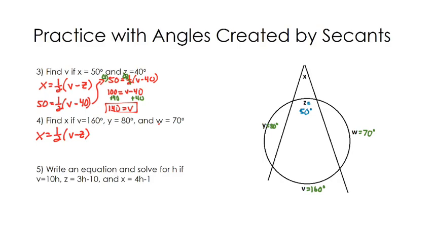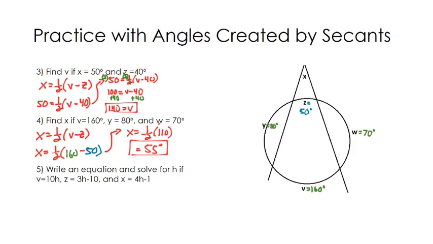So now I think we can use our little formula, our theorem here. We have 1/2. We know that v is 160, and we're subtracting z, which we did all that work and found out has a measure of 50 degrees. So 160 minus 50 gives us 110, and half of 110 is 55. So in our second question, x is 55 degrees.